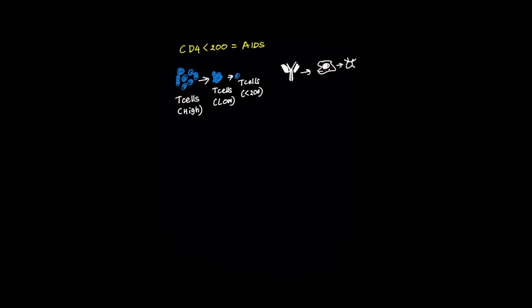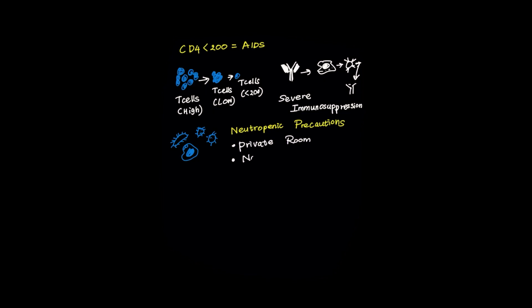When CD4 counts drop below 200, HIV progresses to AIDS with severe immunosuppression, requiring protective isolation. CD4 cells are the helper T cells that coordinate the entire immune response, and below 200 means the immune system is essentially non-functional. These patients are vulnerable to opportunistic infections that healthy people easily fight off. Neutropenic precautions become essential: private rooms to avoid exposure, no fresh fruits or flowers that harbour bacteria, avoiding crowds where pathogens spread, and careful hand hygiene.